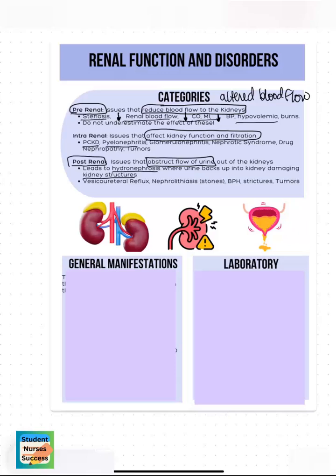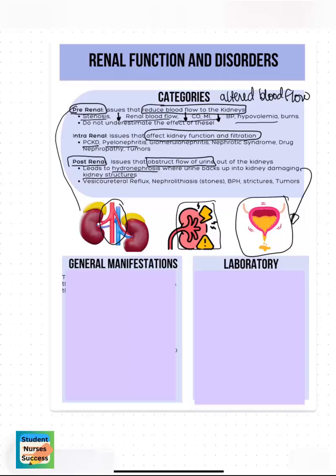So these three pictures are meant to help you. This one is supposed to really identify blood flow as the issue of prerenal problems. Intrarenal is actually something wrong with the kidney itself. And postrenal has to do with obstruction of urine flow out of the kidney. Now, these disorders are all going to be covered in subsequent maps, but just to tell you where they fall into the categories.